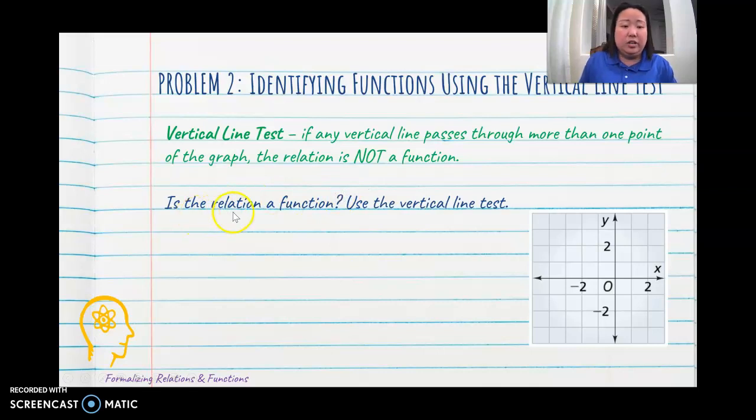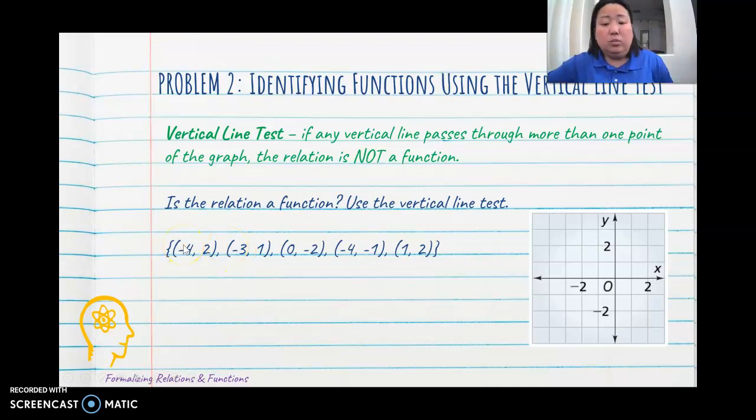Is the relation a function? We can use the vertical line test. We are not given the graph, but we are given ordered pairs here. So what you can do is plot each of these points onto our graphing area here. So we have -4, 2. We have a point over here. We have -3, 1. One point over here.